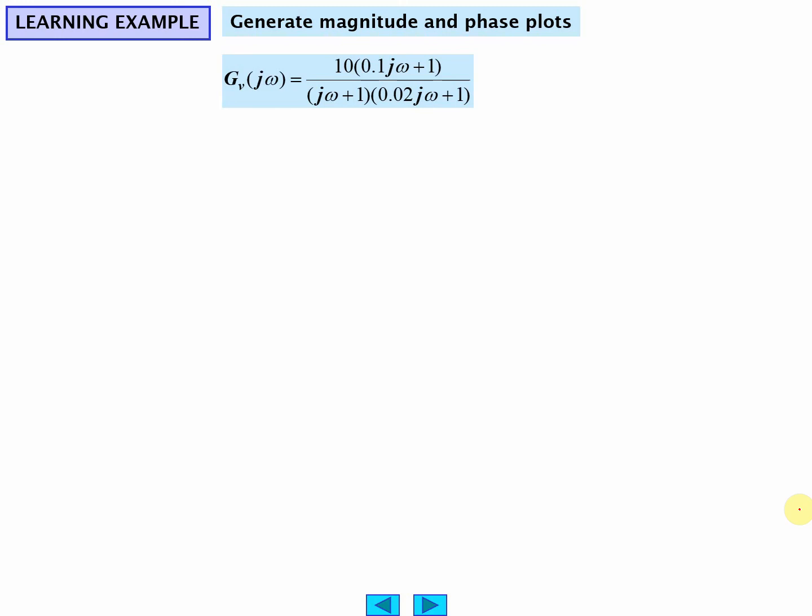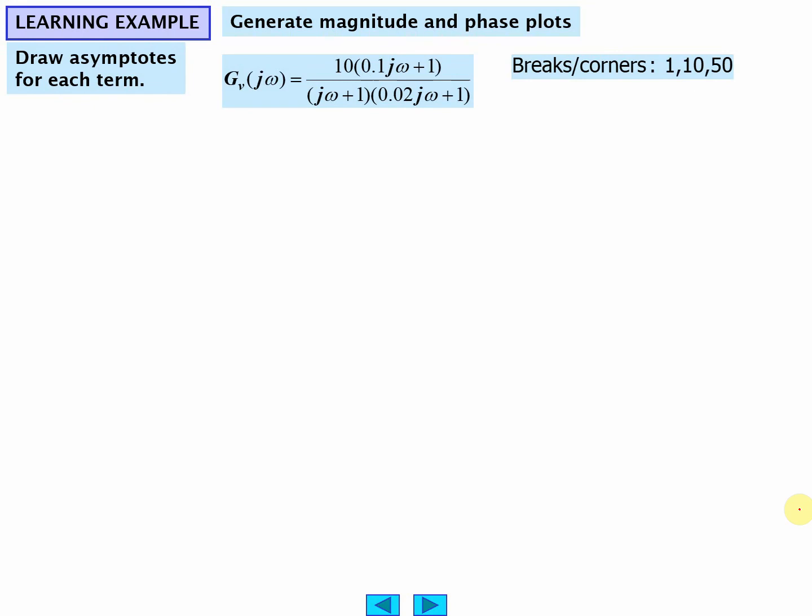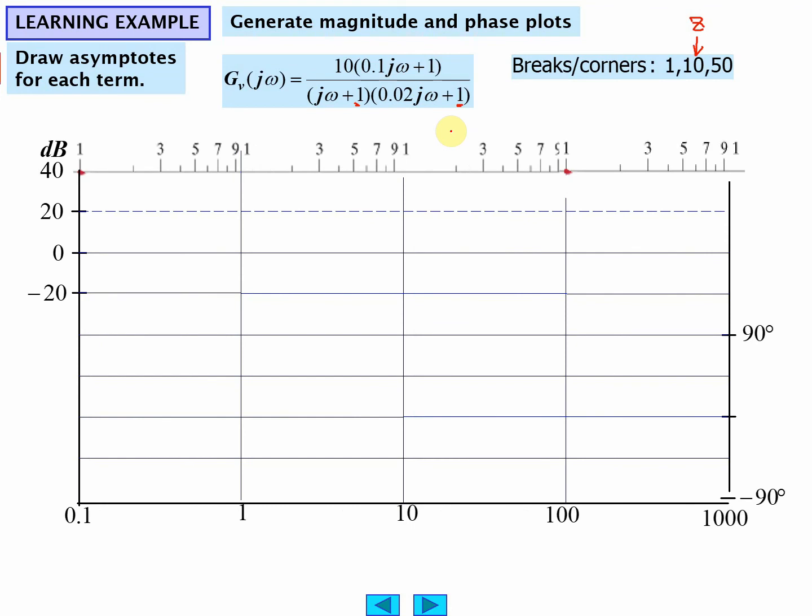Now, so we want to do this, generate the magnitude and phase plots for this gain. Break corners, let's see, this 0 would be a 10. I'll put a Z there for the 0. And it's the only 0 in the numerator. And this would be 1. And the other one would be 50. When omega equals 50. So we can identify where the, well, there's the constant gain, 10 dB.